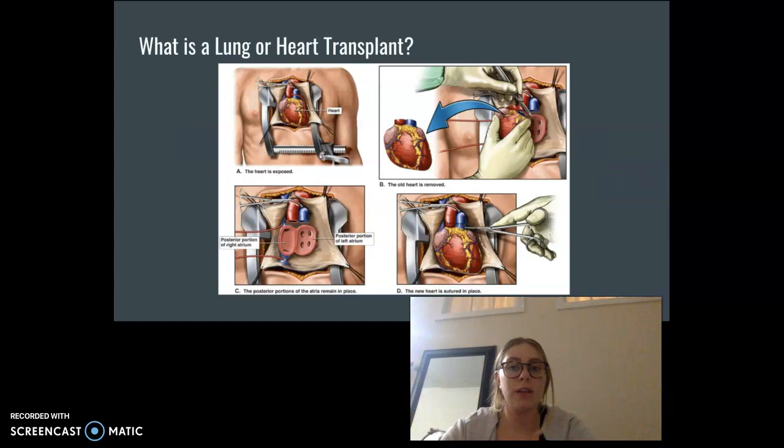So, a lung and heart transplant is basically exactly what it sounds like. They happen when a patient can no longer survive with the heart or lungs that they have, so they need a foreign organ from a donor. And then they basically just come, switch it out with the diseased organ, and get a new functioning one.